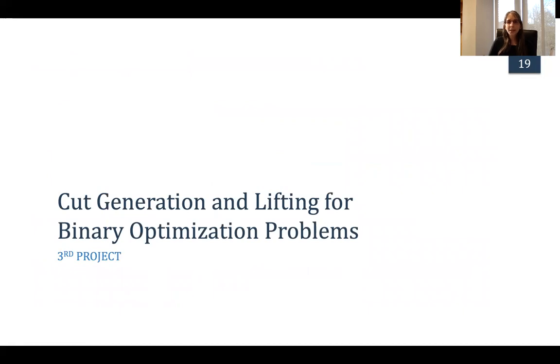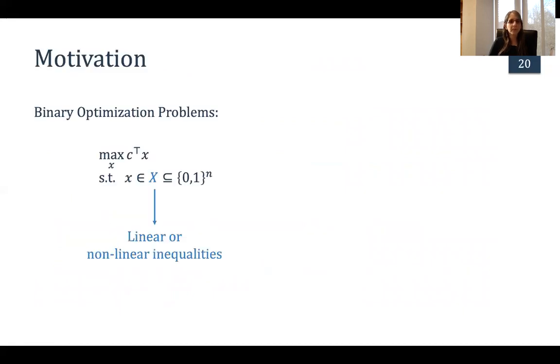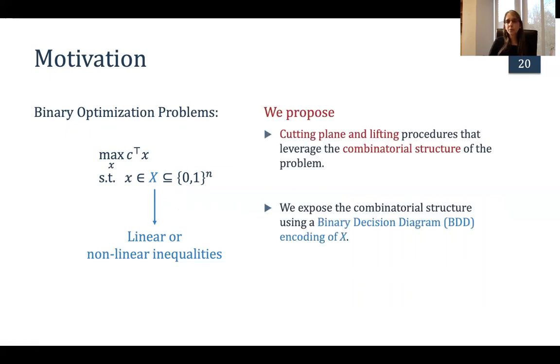So last but not least, here I'm going to present our third project on cut generation and lifting for binary optimization problems. In this project, we have binary optimizations of the following form. We have a linear objective function and a feasibility set that can be represented either by linear or non-linear constraints. And what we propose is a cutting plane and lifting procedure that leverages the combinatorial structure of the problem.